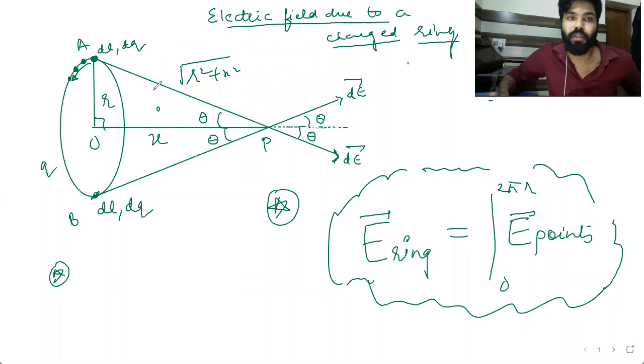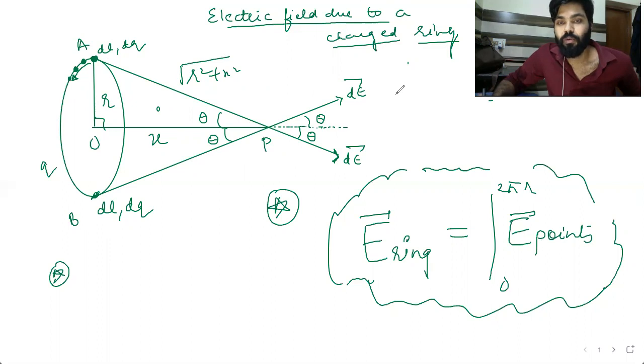Now consider a point charge element dl which has charge dq and it is making electric field dE in the AP direction. There is also a similar element in the opposite direction. Suppose this is at top, then this is at bottom. If this has charge dq and length dl, the other also has charge dq and length dl. It will make electric field dE in the BP direction, and this will make electric field in the AP direction. Both are equal in magnitude but have different directions.